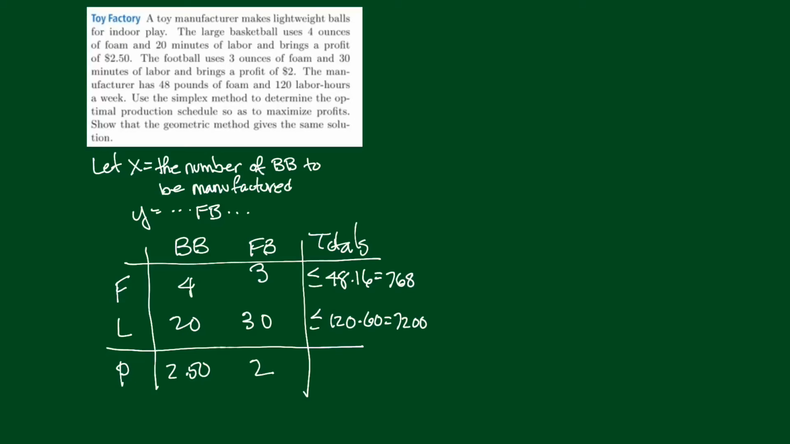So let's write our linear program. We're going to write this as maximize the profit, which is 2.5 times x, so 250 x's plus 2 y's, subject to.